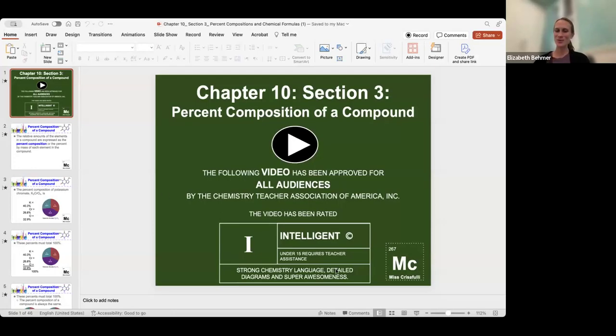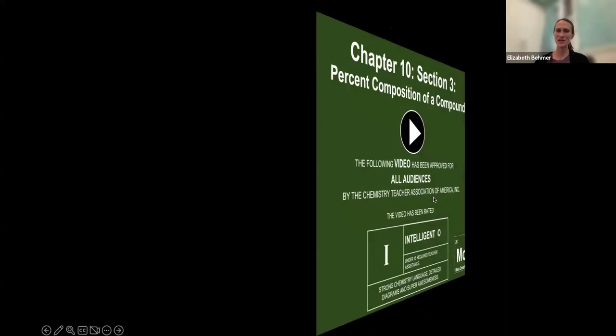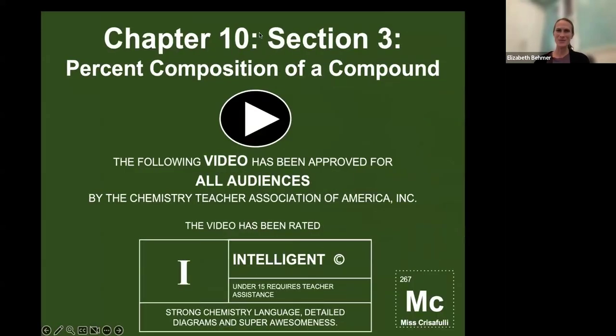Hi, chemistry students. Welcome to this lesson on 10.3, where we'll find and focus on the percent composition of a compound.